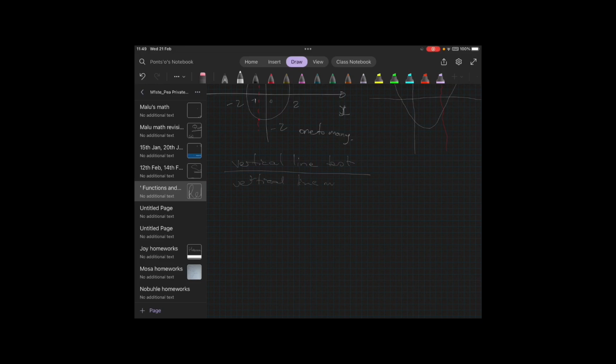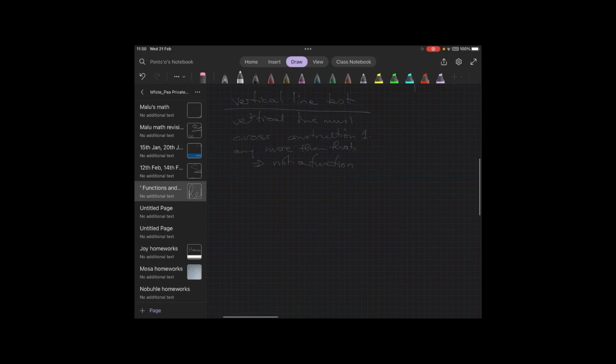Vertical line must cross the construction once. Any more than that, it's not a function. So this applies when you have an illustration of a graph, or you're given points to plot and they map out some kind of graph or construction. And then using the vertical line test, we'll be able to test if it's a function or not.